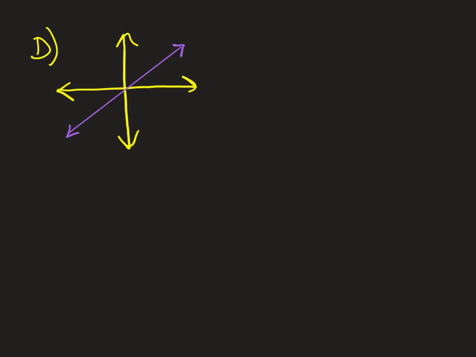Okay, our next representation is a graph, and we look for 2 things. Is it a straight line? Yes. Does it go through the origin, as in it goes through 0, 0? Yes. So is this a proportional relationship? Yes.